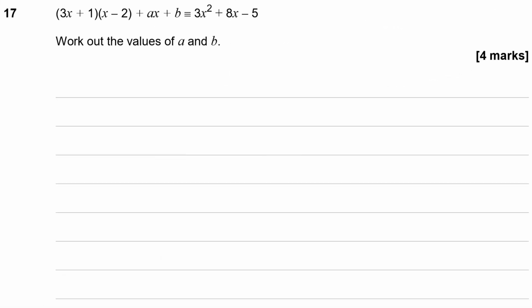In question 17, we have an identity. We've got 2 expressions and we're told they're identical to each other. And we need to work out the values of a and b. Just take care with these sorts of questions. This is an identity, so it's true for all values of x. We're not trying to solve for x here or anything.